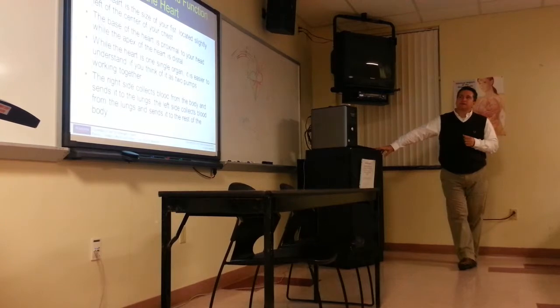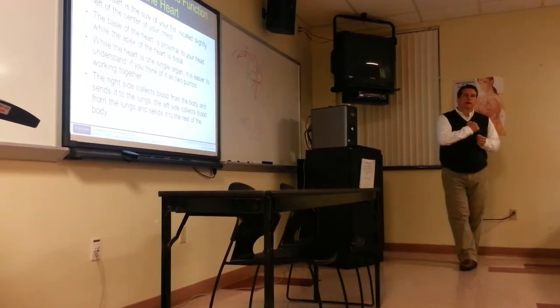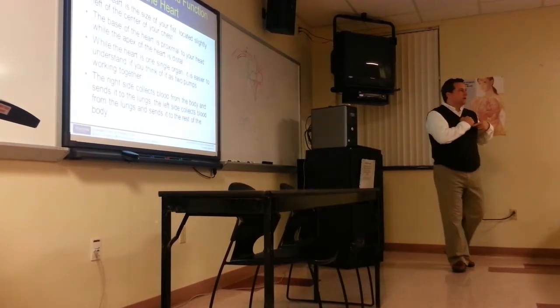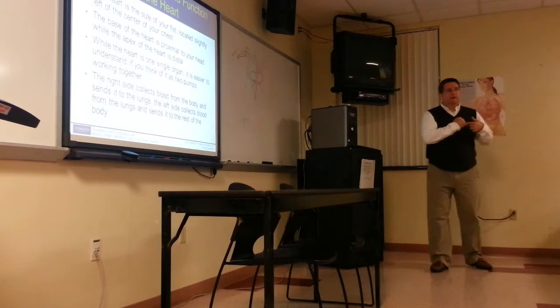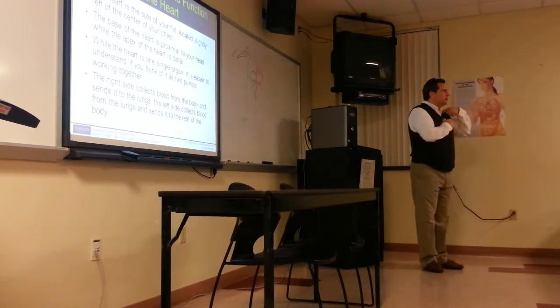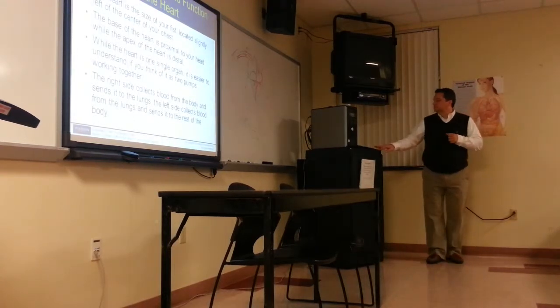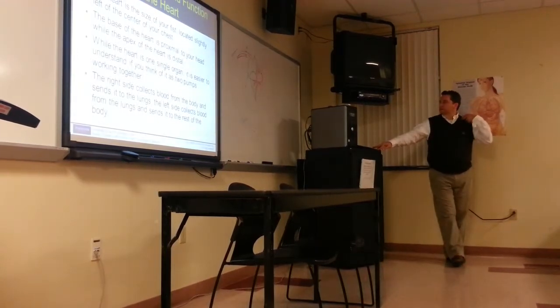The heart is the size of your fist, located about here. The base of the heart is at the top. The apex of the heart is actually at the bottom. This is the apex of the heart. The way to find the apex of your heart is to go to your left clavicle, find the middle of your left clavicle, go straight down just beneath the 5th rib, and you'll find the apex of your heart. Your left clavicular line there.